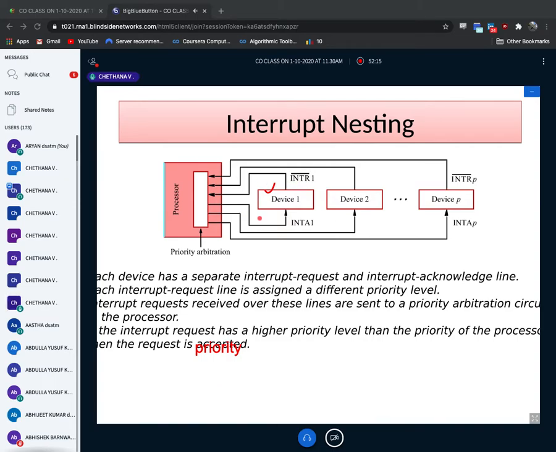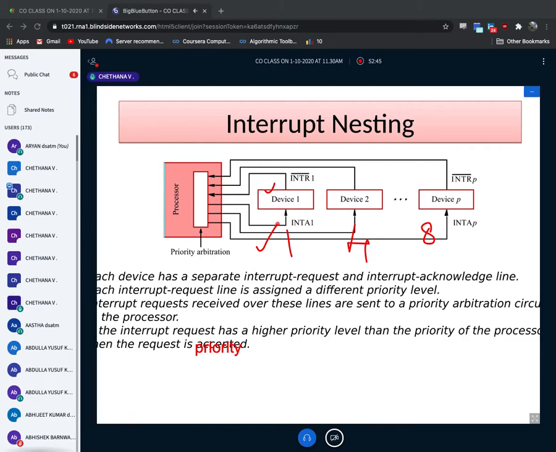So devices will be ordered by priority. Device 1 has the highest priority. Device 2 has another priority. I'll assume here device 1 has the highest priority, device P has priority number 8, and device 2 has priority number 4. Means how will it serve? It will always serve device 1. Even though device P is requesting, it will take device 1 only. Why? Because it has the highest priority, number 1. That is interrupt nesting.